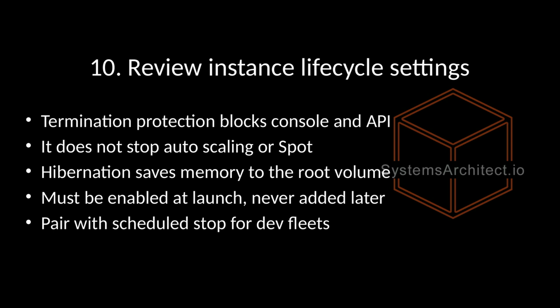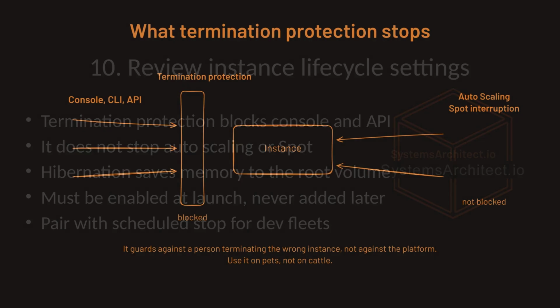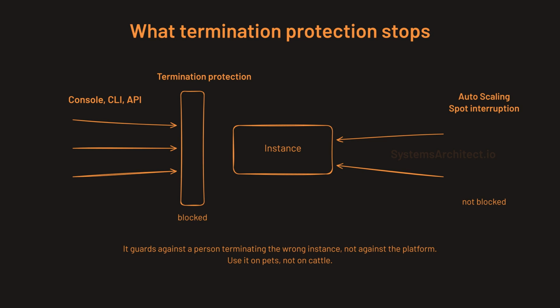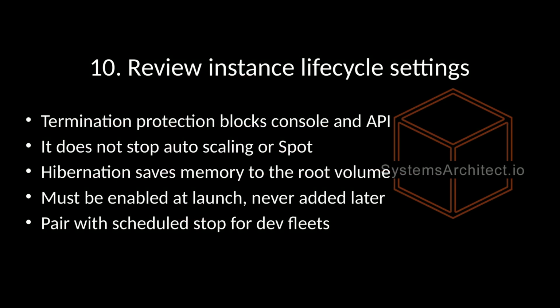10. Review instance lifecycle settings. Termination protection blocks termination through the console, CLI, or API. Turn it on for stateful and long-lived servers. It does not stop an auto-scaling group or a spot interruption, so it belongs on pets rather than cattle.